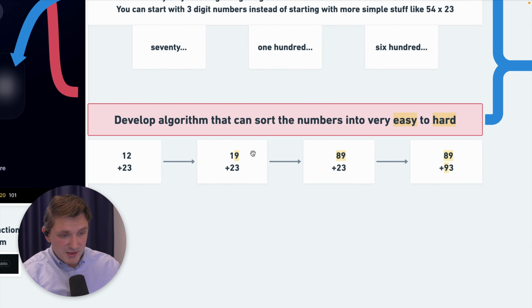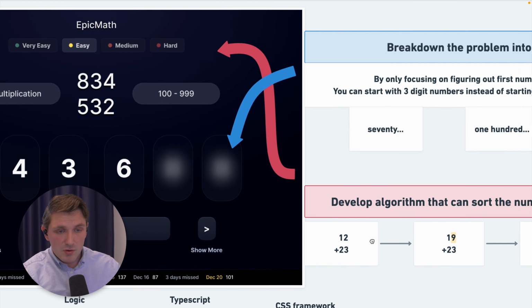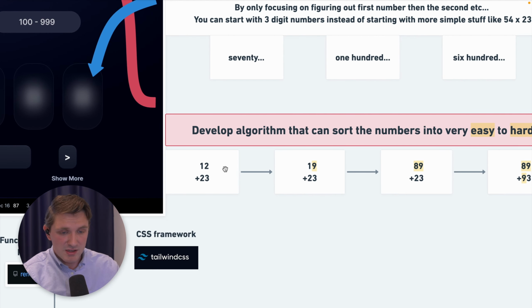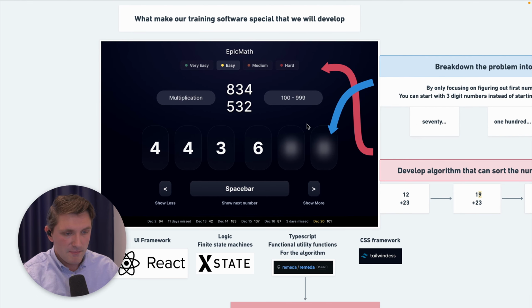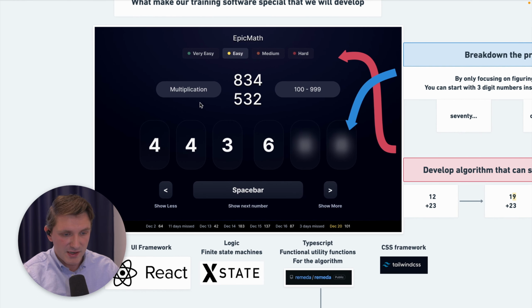So this is for addition, but we will do something similar for multiplication, where we have an algorithm that figures out how many numbers are above 10, and very easy will be without any of them, and then easy will be maybe with 1 or 2, and then medium will be 3 or 4, and then hard will be any other number or something like that, right? And this way you can select very easy, you can select to show only one number, and then you can just drill yourself to try to guess it, right?